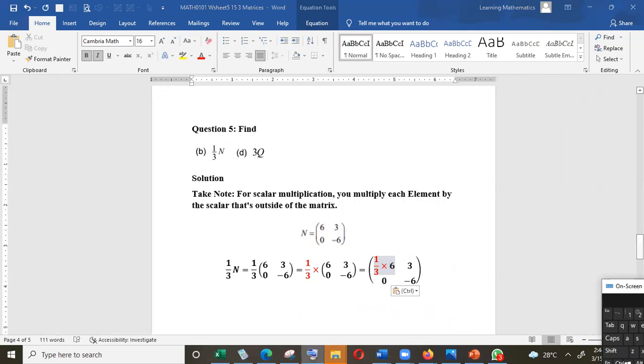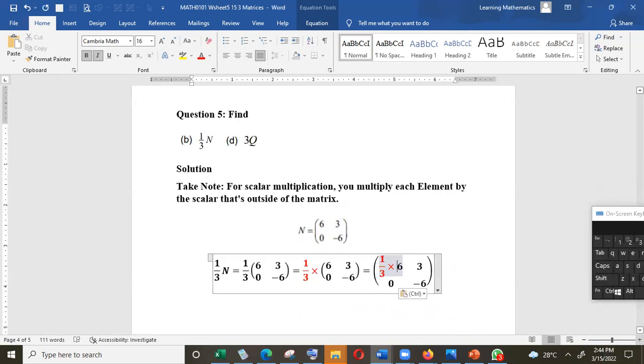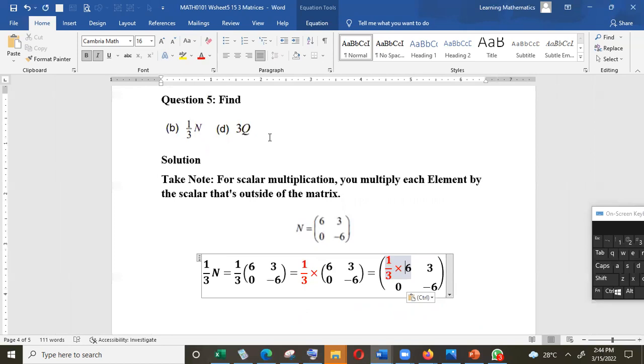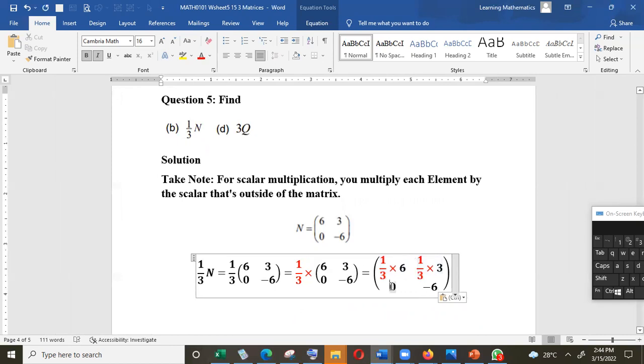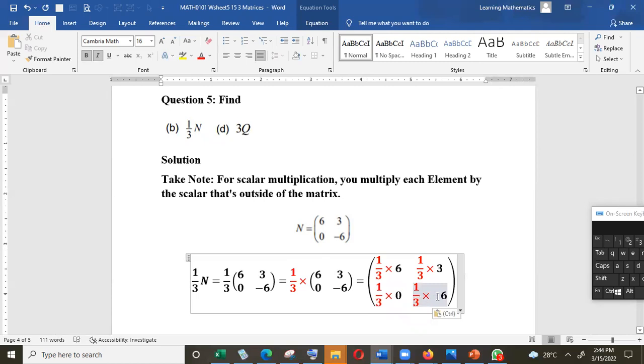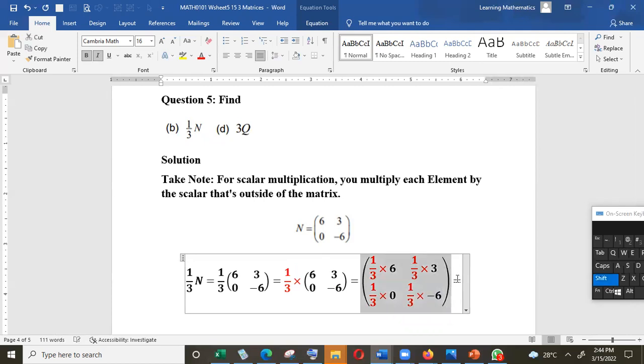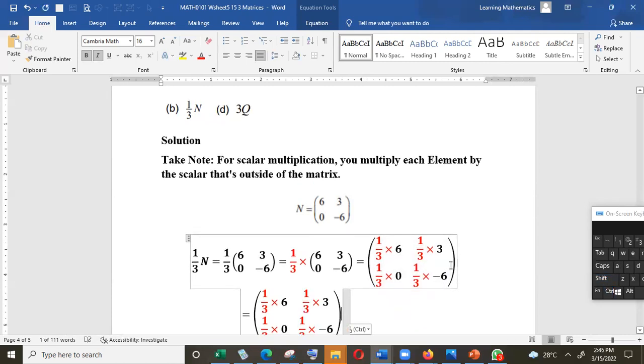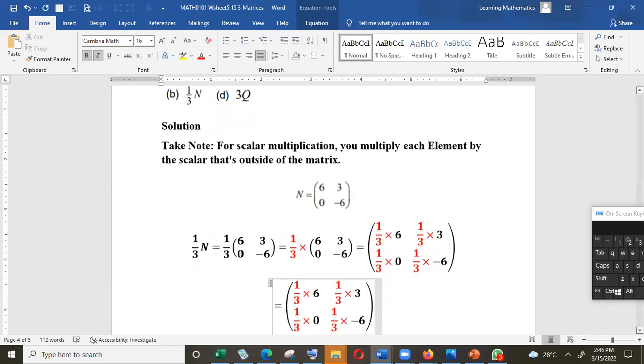We have to multiply a third to 3. We have to multiply a third to 0. And we also have to multiply a third to negative 6. This will give us our product. Okay. Because we are multiplying, we have 4 products to get.